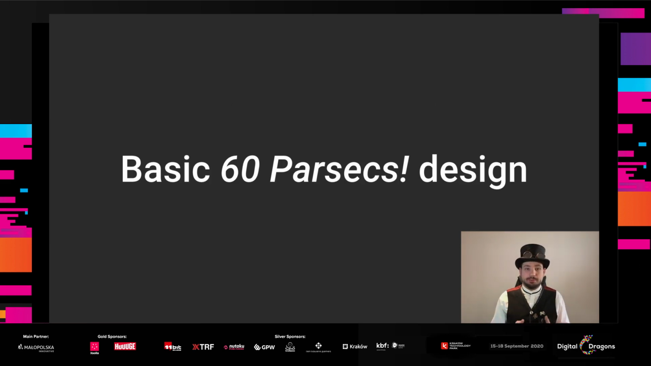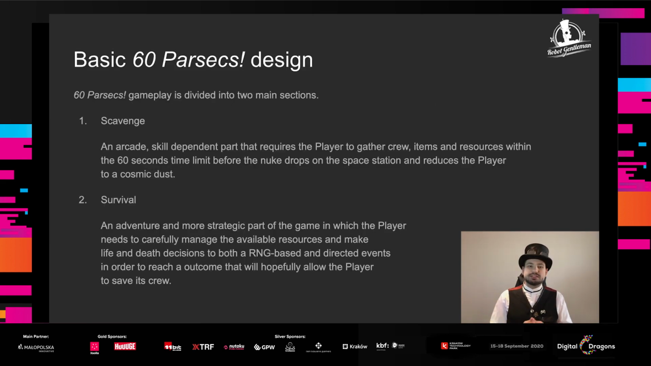First, before we talk about how the game was implemented, it's good to know what the game is actually all about. 60 Parsecs is a spiritual successor to the game called 60 Seconds. Both of these games share the same fundamental gameplay, although they differ in the setting and specific mechanics. Both of these games have two types of gameplay.